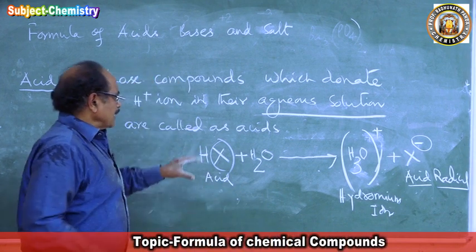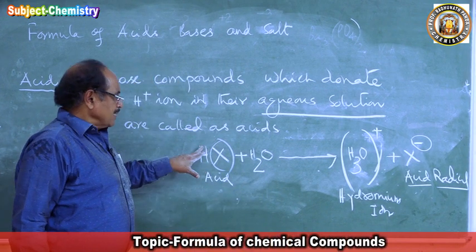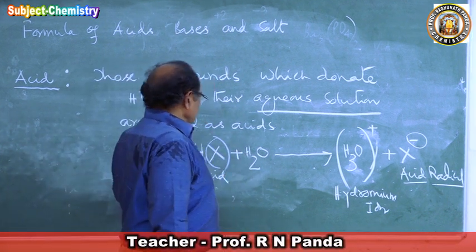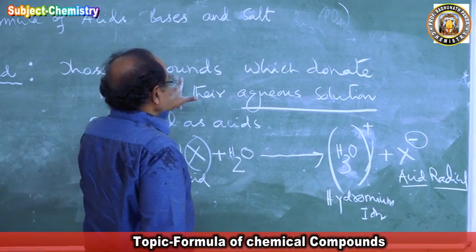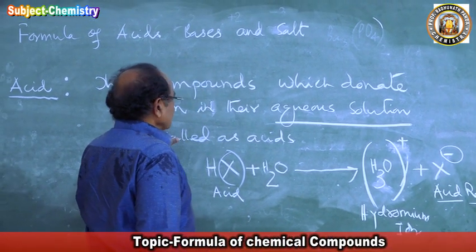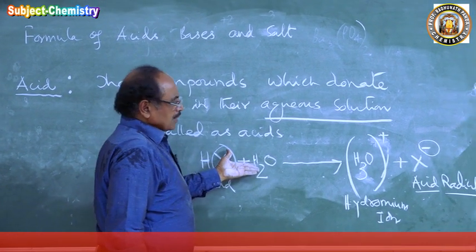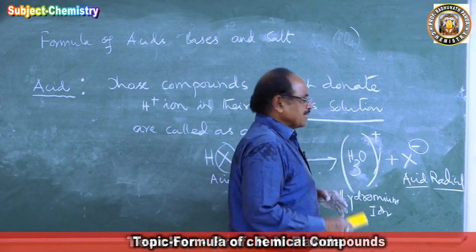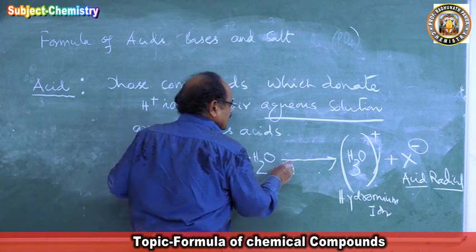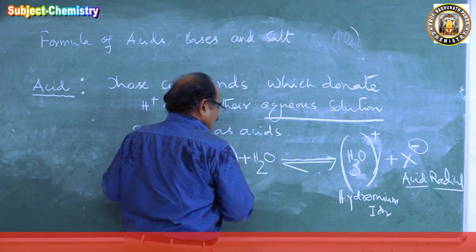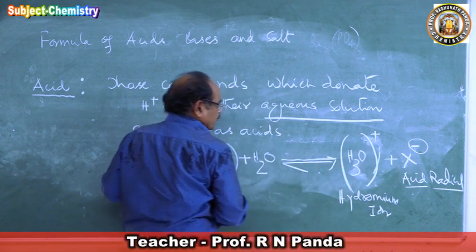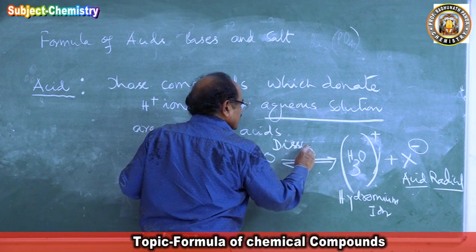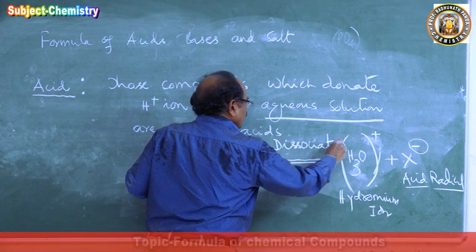So here also HX is the acid. It contains H plus and X minus. The moment we add water to it, it gives this H plus to water. So those compounds which donate H plus ion in their aqueous solution, meaning in water, combine with H plus to form what? Hydronium ion, and this forms the acid radical. This is a reversible sign we write, because these two combine again and produce this. This process is called dissociation.